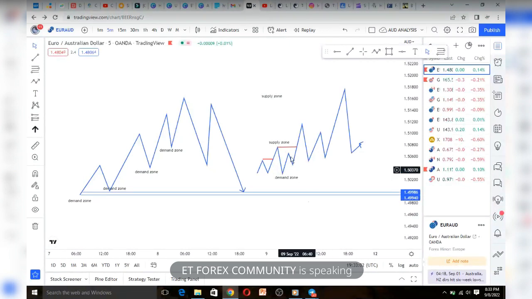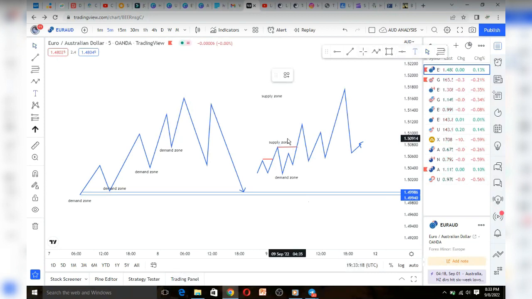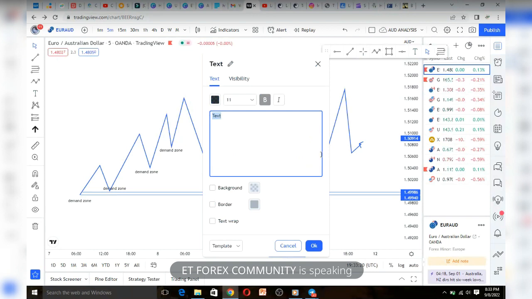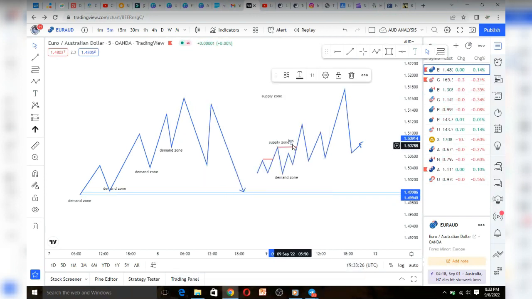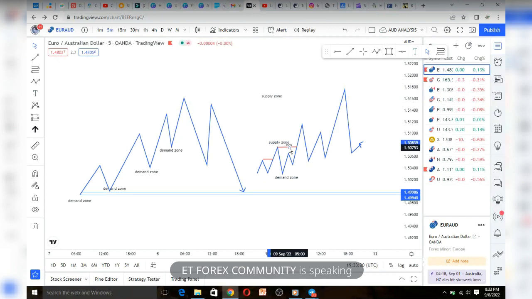But now we see this market came back to this demand zone, created this supply zone, came back again, and will shoot up. So now we know this one has been broken. We have a break of structure. That's what we have. We have a break of structure, BOS. We have a break of structure right there.